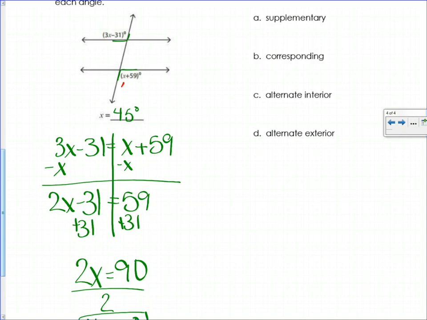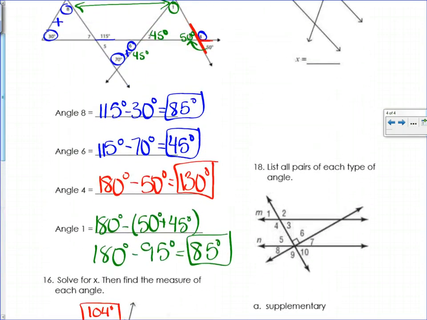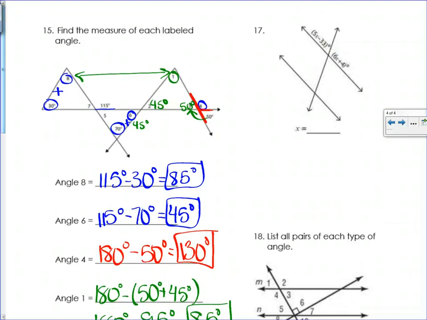And then we have to plug it back in to find the angles. So I'm going to plug into this one. 45 plus 59. Add those together and you get 104 degrees. And because these angles are congruent, the other angle also has to be 104 degrees. Okay. Over here, these two angles, one's obtuse and one is acute. So we know they can't be equal to each other. So we're going to take these two angles, add them up, and set them equal to 180 because they are supplementary.